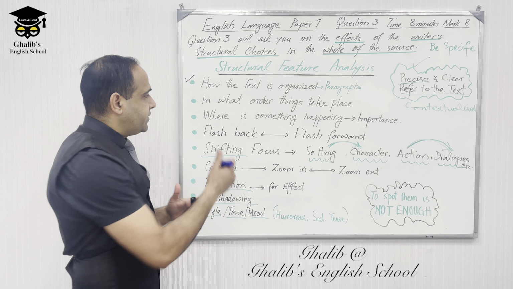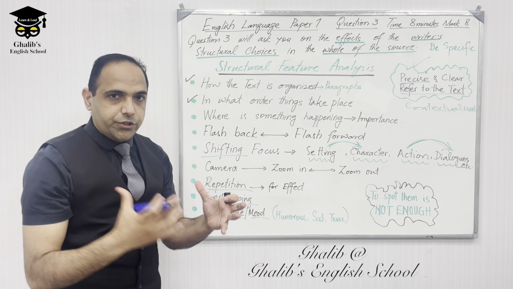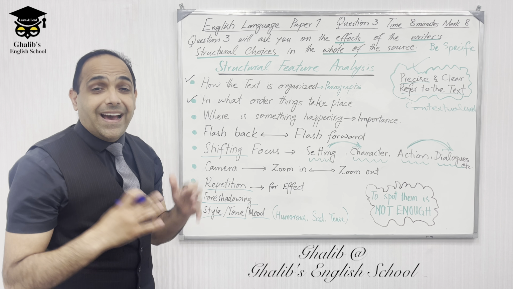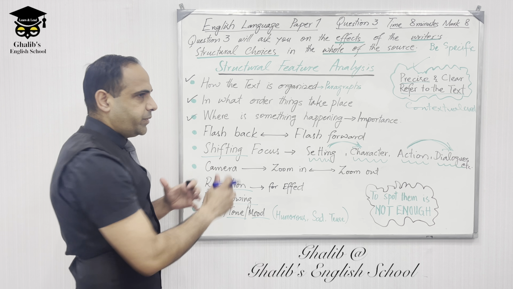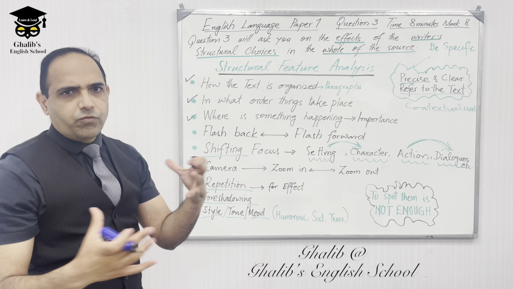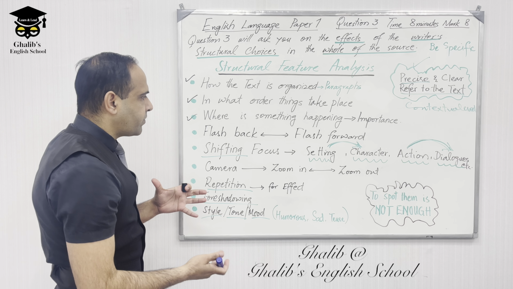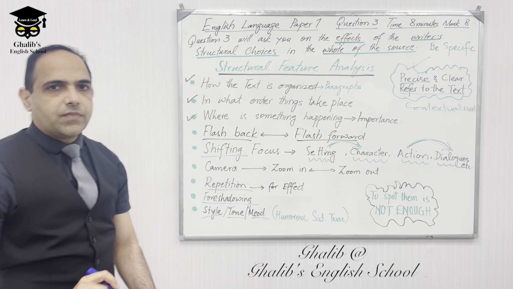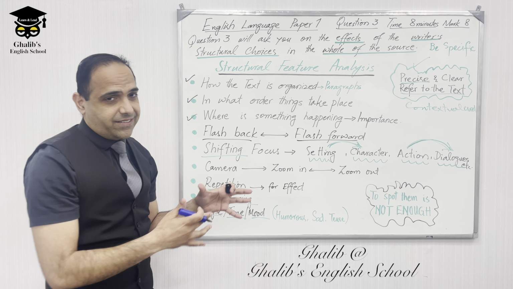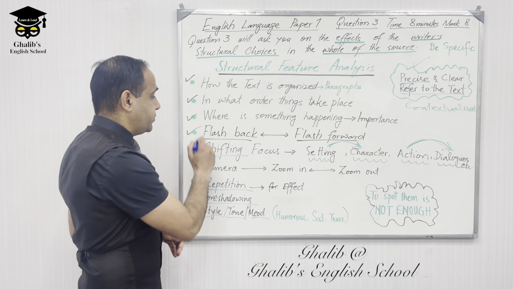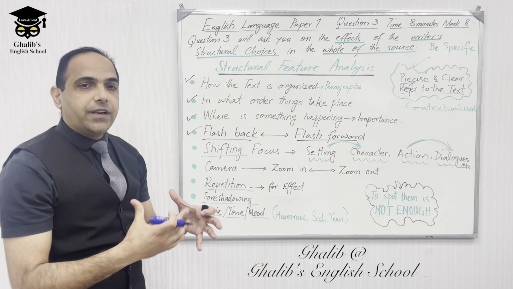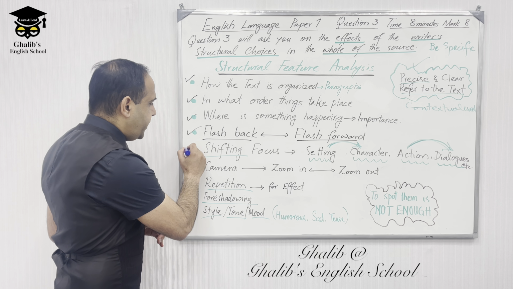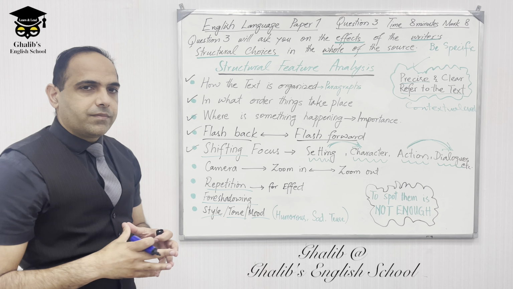In what order things are taking place, that's the second bullet point, you need to consider that. And where is something happening and how important is that? So we also talk about the setting of the story and what's happening. We consider flashback and flash forward. So when you talk about the whole text, these are important points you need to consider and you will analyze them as a reader.